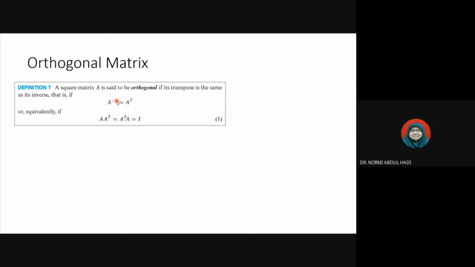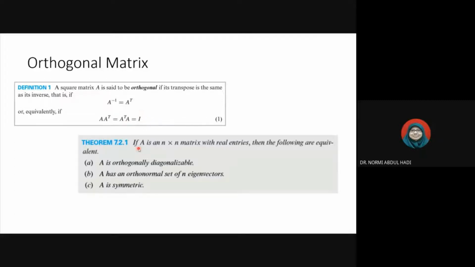Since A inverse is equal to A transpose, A transpose A will be equal to an identity matrix. So if A is an n by n square matrix, orthogonal is applicable only for a square matrix. Then the following are equivalent. A is orthogonally diagonalizable. So if A is orthogonally diagonalizable, A has an orthonormal set of n eigenvectors. For orthogonal we will use the Gram-Schmidt process, and then we can convert the orthogonal set to an orthonormal set of n eigenvectors.